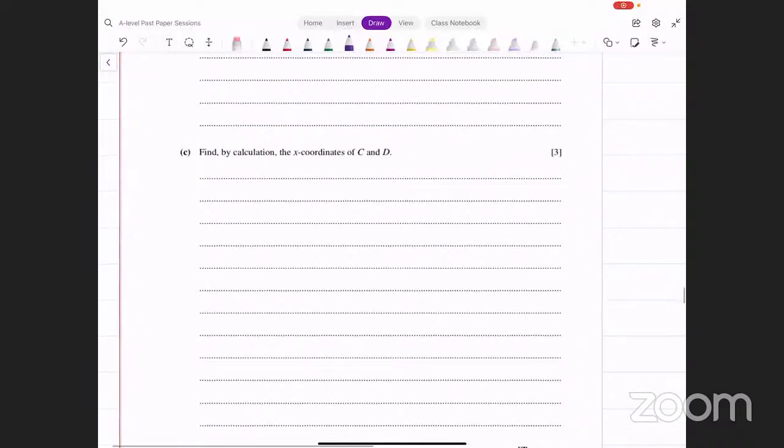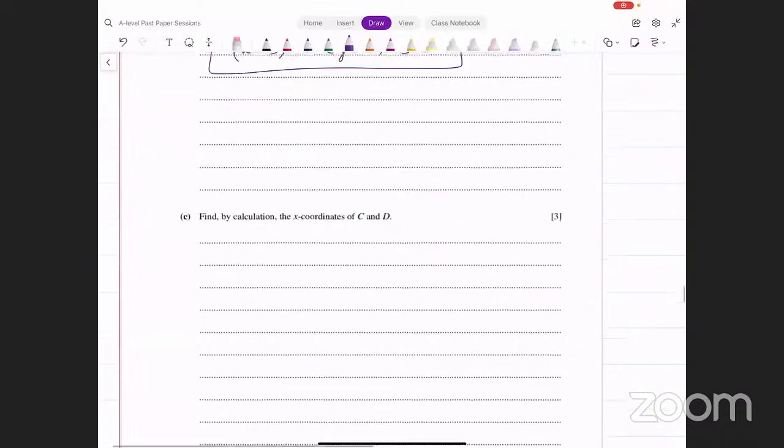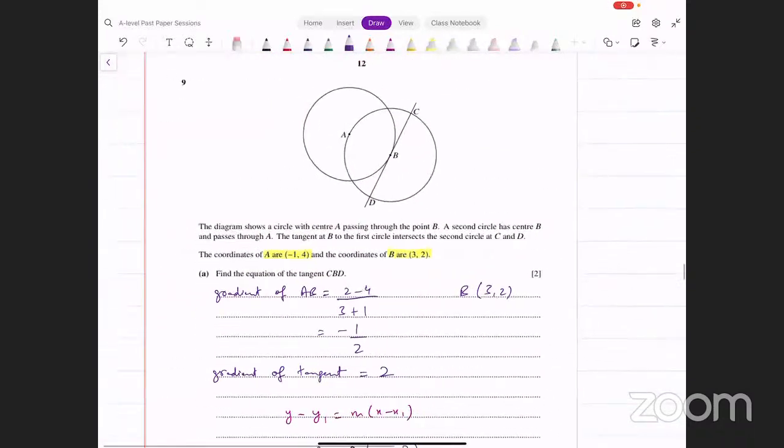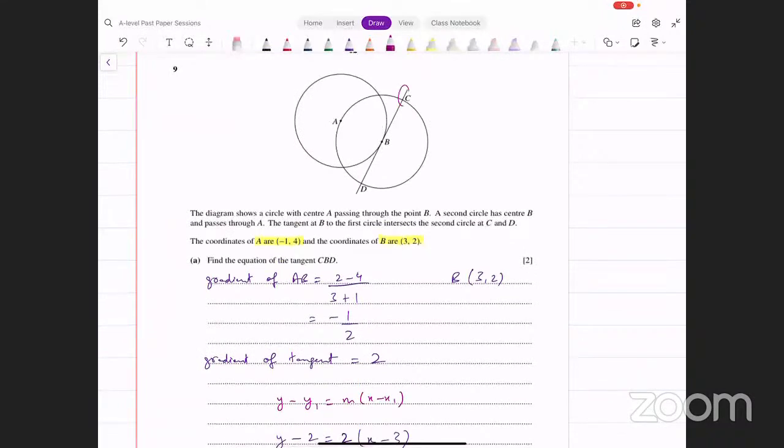Find by calculation the x coordinates of C and D. Now, what are C and D? C और D देखते हैं यहाँ पे. अच्छा, C and D are these points. This point here and this point. Now, how do you describe these points? These are actually points of intersection of the circle and the tangent. Circle के और tangent के points of intersection है.